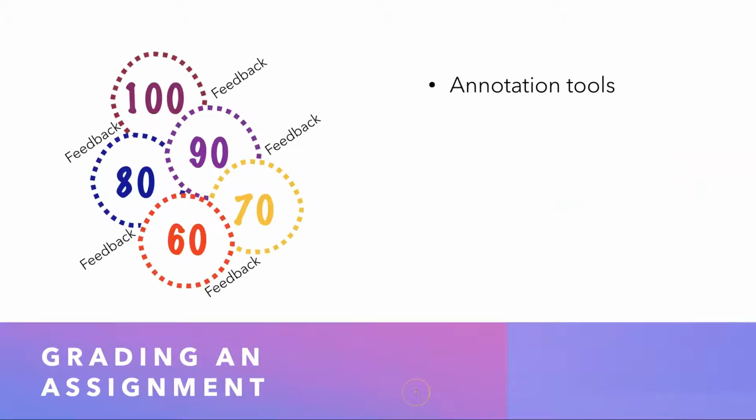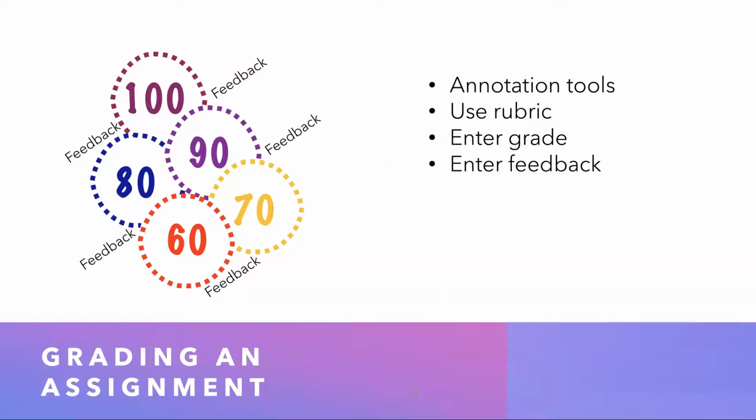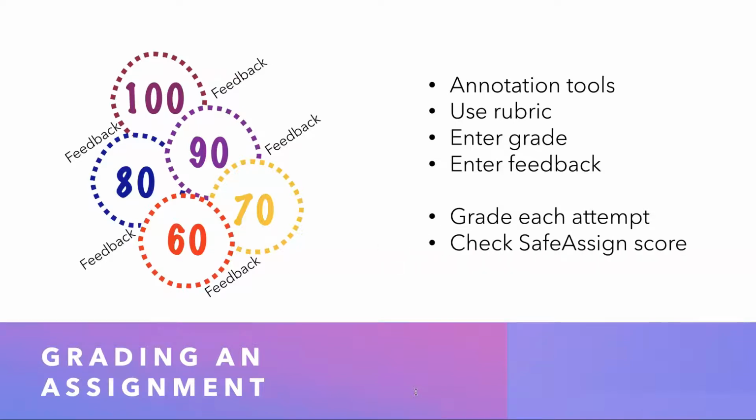When grading the assignment, we will be able to use annotation tools to mark up the submitted file with comments and circles and so on. We can also grade using the rubric that we have attached to the assignment. We can enter the grade. We can enter the feedback in addition to all of the above. And then finally, if the student has multiple attempts, we can grade each attempt. And then we can also check the Safe Assign score.